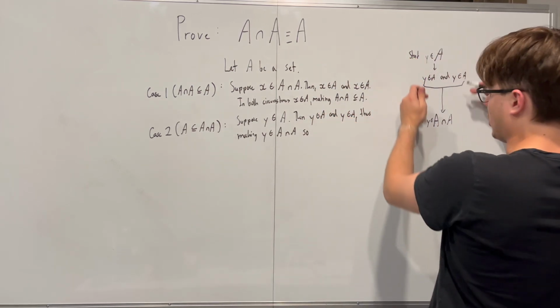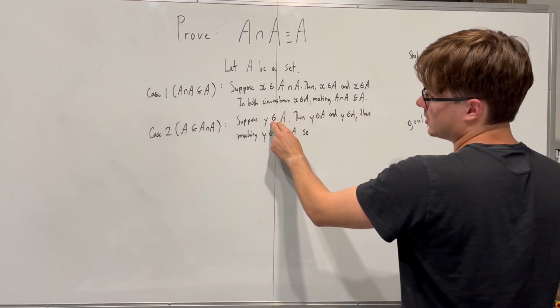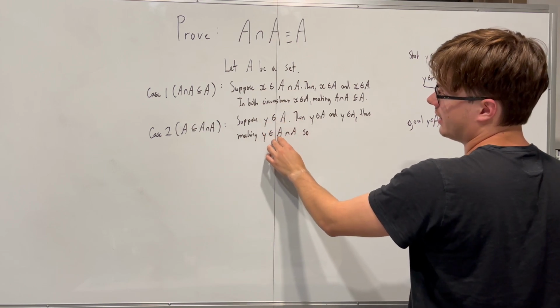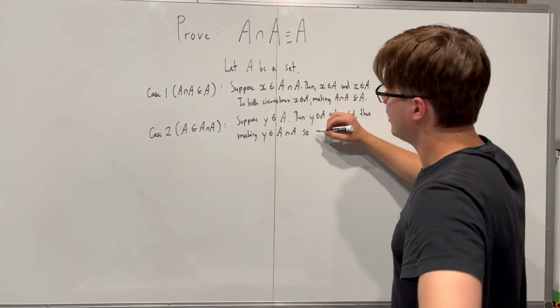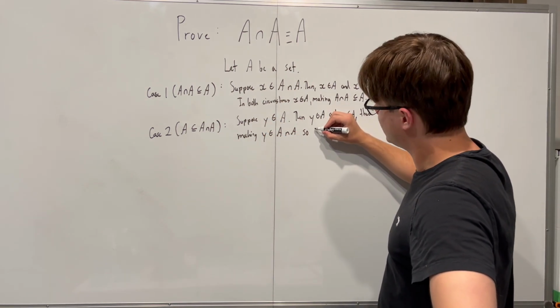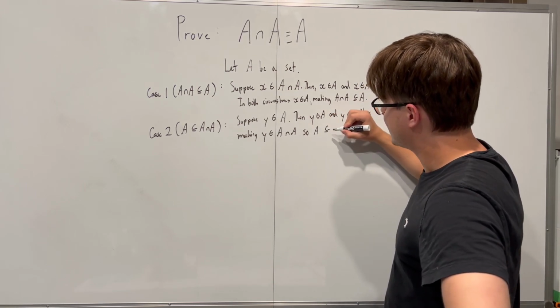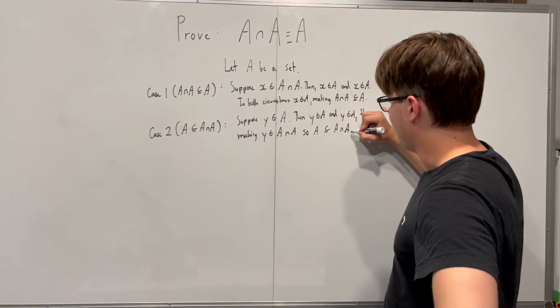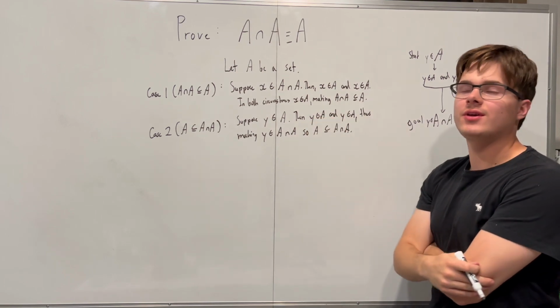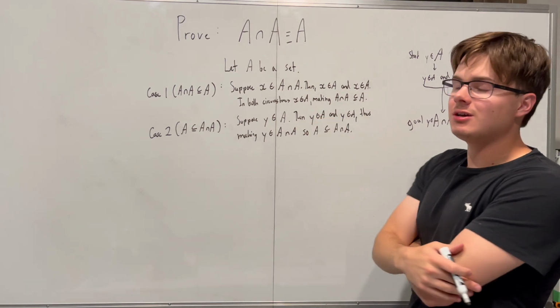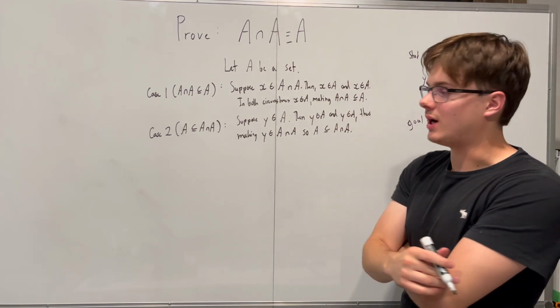So now that we've shown this, we can say because every element y in A is in A intersection A, we can say that A is going to be a subset of A intersect A. Fantastic. We've proven both of the cases to be true, so now we can conclude that this is going to be true. So let's go ahead and write our conclusion down.